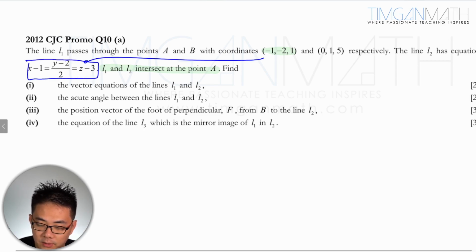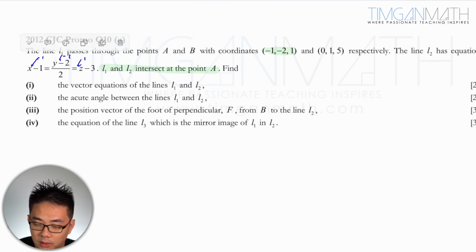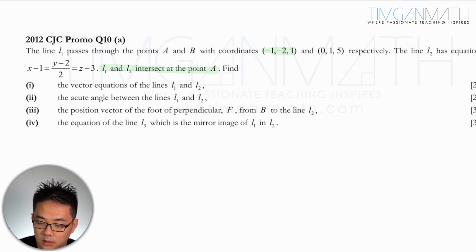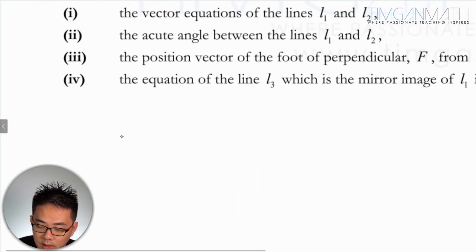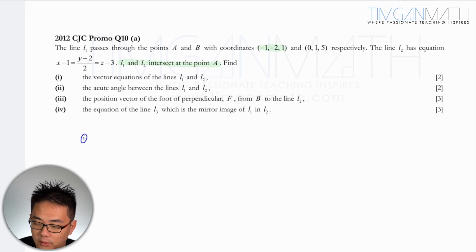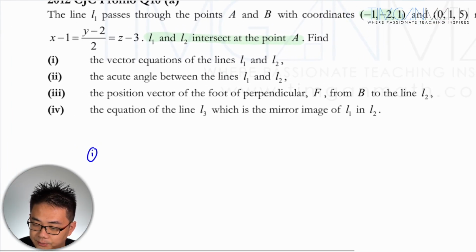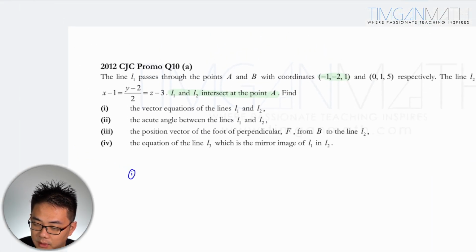When you sub x equals negative 1, y equals negative 2, and z equals 1. Okay, so this is line 2. For line 1, it's just a very, very quick check. Just know how to use a line equation. That's about it. I think the vector line equation for line 1 is quite fast. Line 2 is given.